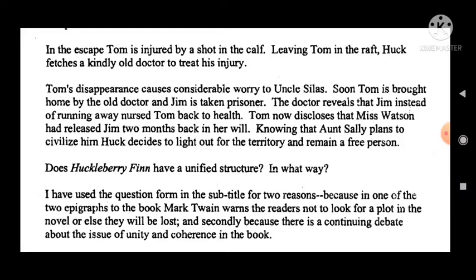The doctor reveals that Jim, instead of running away, nursed Tom back to health. Tom now discloses that Miss Watson had released Jim 2 months back in her will. Knowing that Aunt Sally plans to civilize him, Huck decides to light out for the territory and remain a free person.